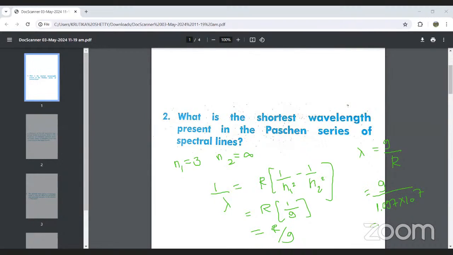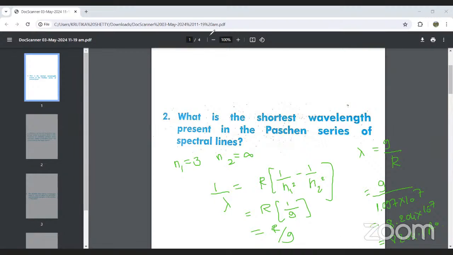To simplify 9 divided by 1.097, it is 8.204 into 10 to the power of minus 7. If you want to write it in terms of angstrom, you can shift the decimal, since angstrom is 10 raised to minus 10. Therefore, it is 8204.1 angstrom. Correct? So this is the shortest wavelength for the Paschen series.